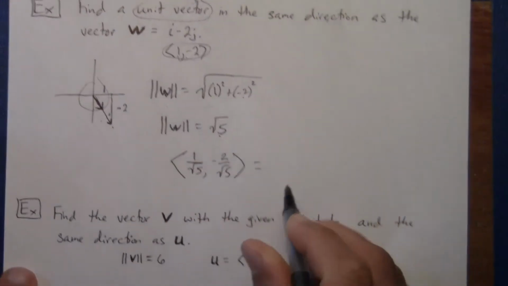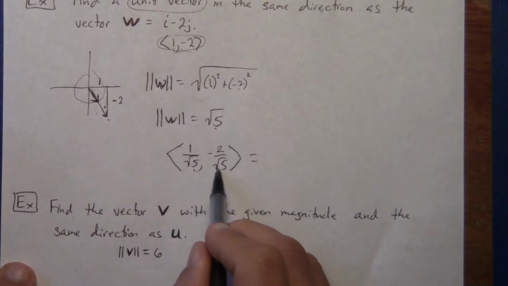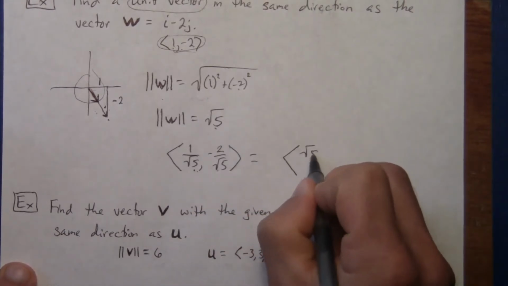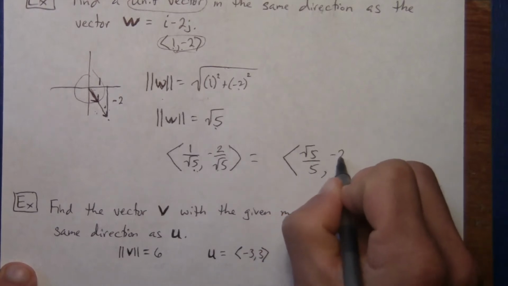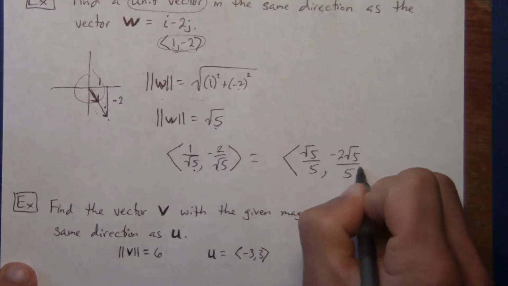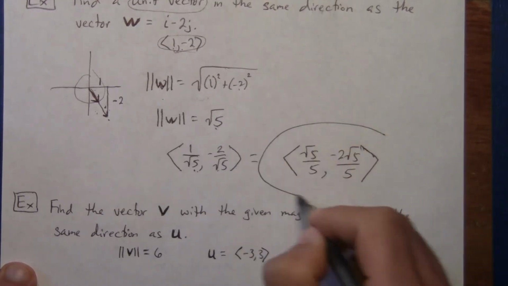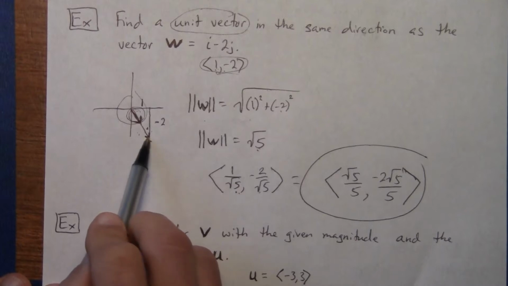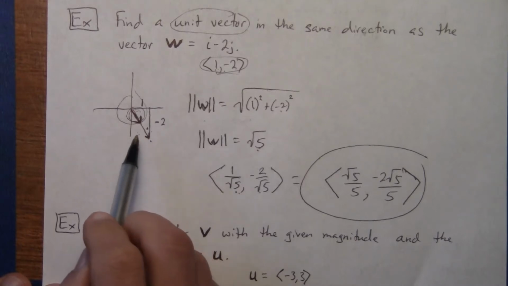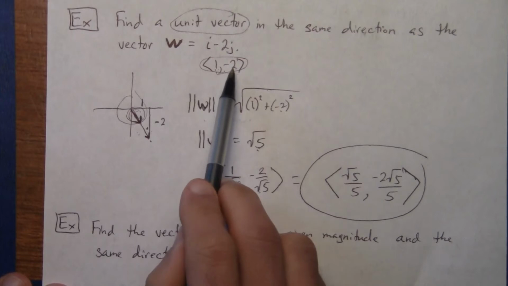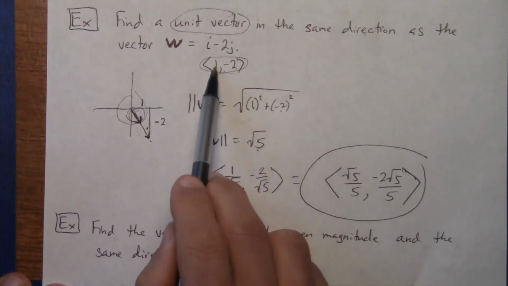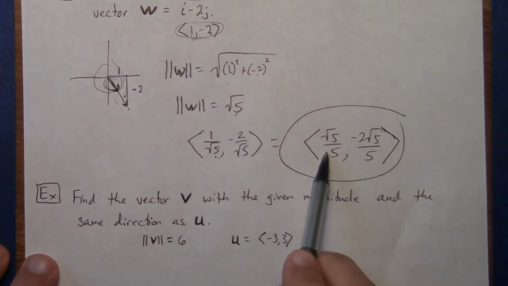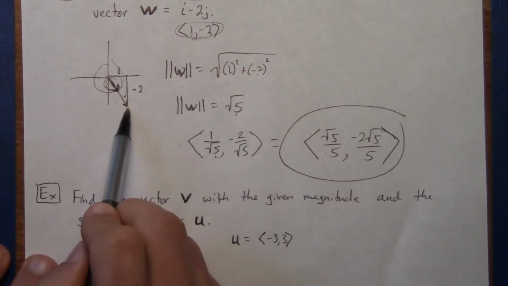Now don't leave it like that. You never want to leave something that's got a radical in the denominator. You want to rationalize it. Your final answer should be square root of 5 over 5, comma, negative 2 square roots of 5 over 5. And this vector, if I were to draw it out, would be that little vector right there. It's going the same direction. So if you remember how we found the direction angle, where you would take the tangent inverse of y divided by x, or b divided by a, you do that for that or that, you're going to get the exact same angle, meaning it's traveling the same direction.